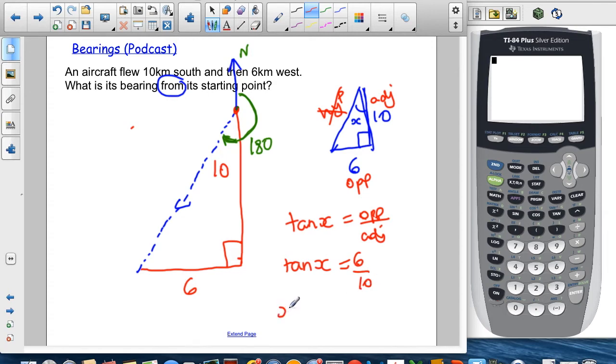Now we have to find an angle. What's that extra step we have to take when we have to find an angle with trigonometry? Well, we have to get rid of the tan, we have to undo tan, do the opposite of tan, so that's inverse tan. Don't forget the inverse tan, that is written above the tan button in blue. So that means you have to do second tan when you put it into your calculator.